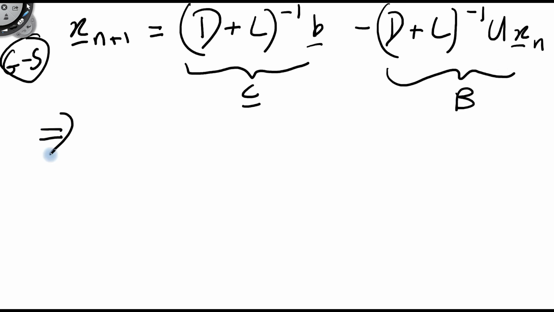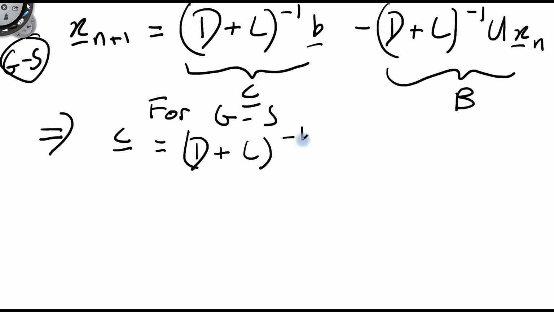So that implies C for Gauss-Seidel equals D plus L inverse b. We don't tend to worry too much about this C vector, it tends to get cancelled out a lot in calculations, but the most important matrix is this B matrix in terms of these matrices.